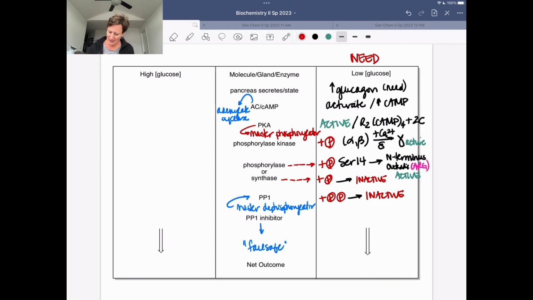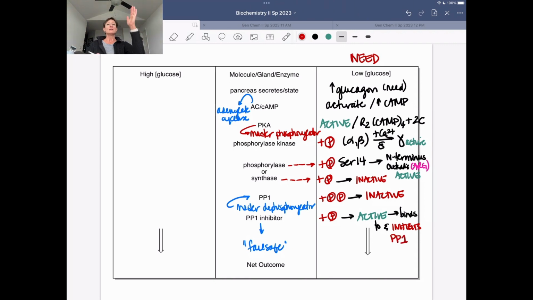Okay, we're also going to have a phosphate being added to the PP1 inhibitor. Okay, so this is almost like it's a double negative. The PP1 inhibitor gets phosphorylated, but this actually makes it active, okay, so that it's going to bind to and inhibit PP1. So let me put this in green here just so that we can kind of keep consistent with our colors here. So PP1 inhibitor is going to be active. And what that means is it binds to and inhibits PP1.